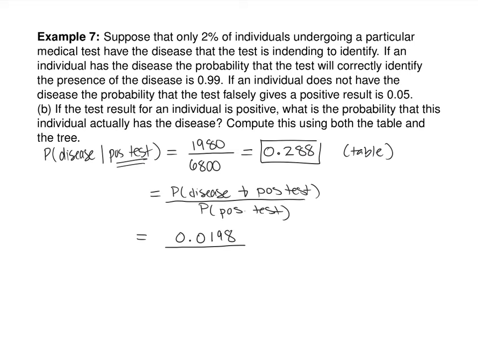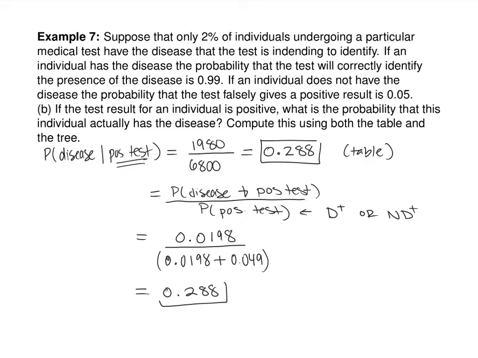And the tricky thing here is that there are two ways to get positive tests. You could have disease and positive test, or you could have no disease and positive test. So the probability of having a positive test is 0.0198, plus the other way you can have a positive test is to have no disease, and that's probability 0.049. And if you do this correctly and put parentheses where I wrote them in your calculator, you're going to end up with the same thing, 0.288. Either one.